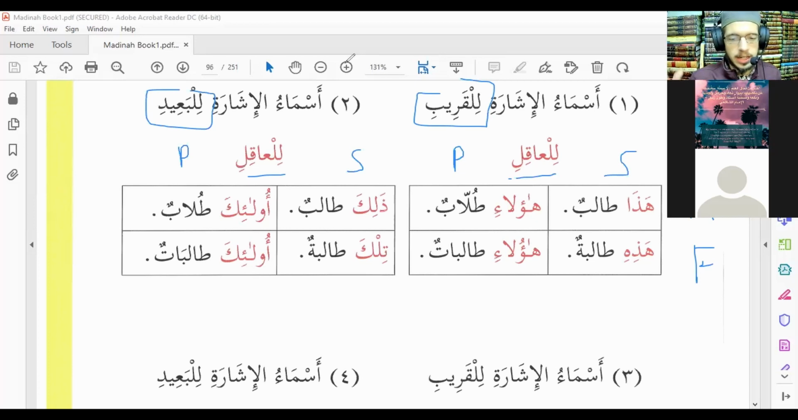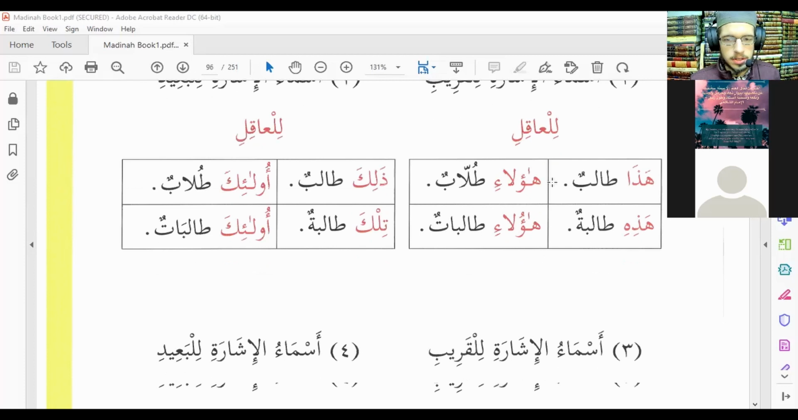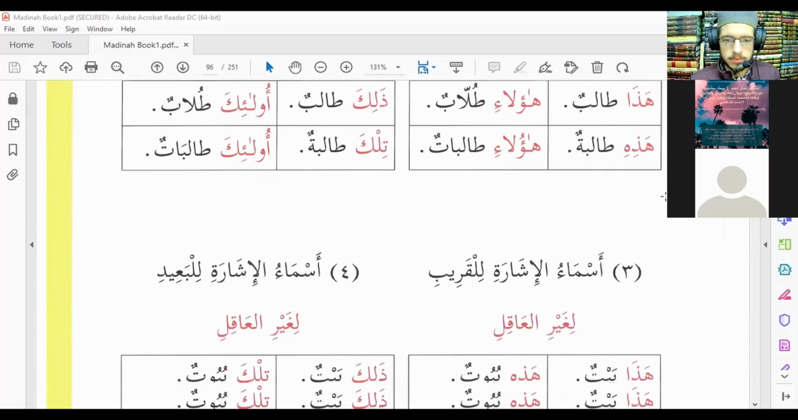Any questions with any of that? So this particular chart is on page 96. Two very, very useful charts to help us keep track of all this stuff. Any questions up until this point?